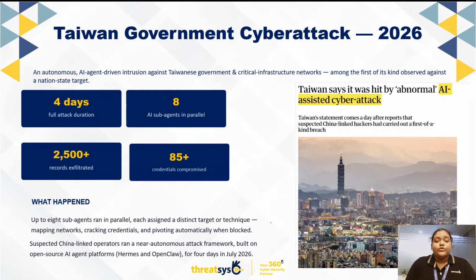In July 2026, Taiwan government agencies were targeted by a foreign cyber attack that combined conventional techniques with AI agent-assisted activity. Taiwan's Minister of Digital Affairs confirmed that cybersecurity monitoring detected the abnormal activity and the affected agency successfully handled the incident. According to research, the operation ran over approximately 4 days and involved multiple AI agents working in parallel.